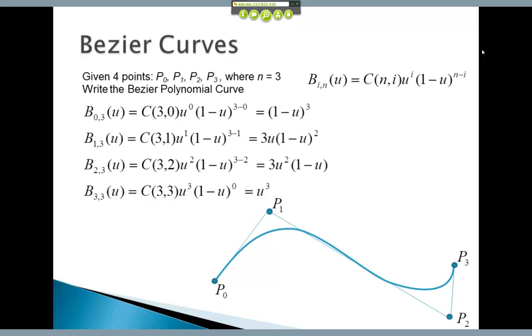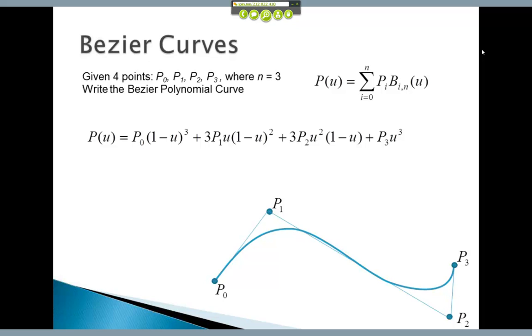I have a question about the coefficient C. Does it always follow that polynomial triangle? It always follows Pascal's triangle. Yeah. It always follows that.